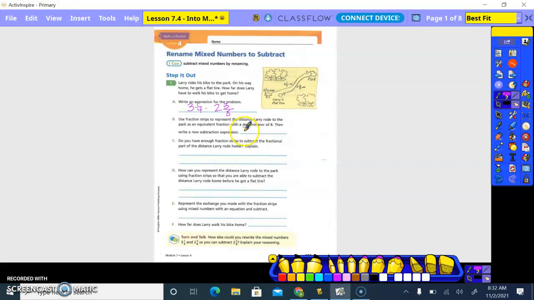So we're going to have 3 because our whole number stays the same, correct? And then we said our denominator needs to be 8. So how do I get from 4 to 8? Times 2. So what I do on the bottom, I also do on the top. So 2 times 1 is 2. And then minus our 2 and 3/8.